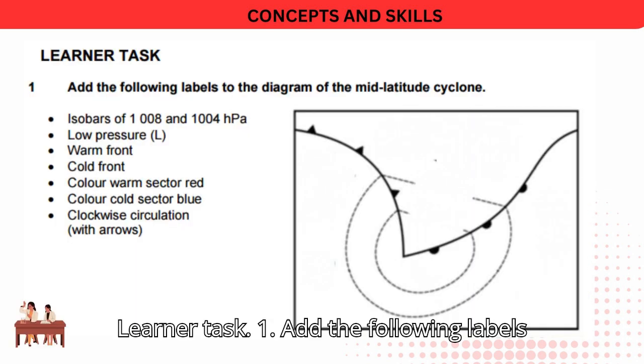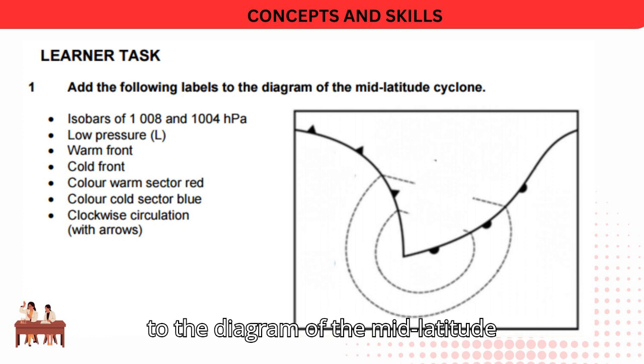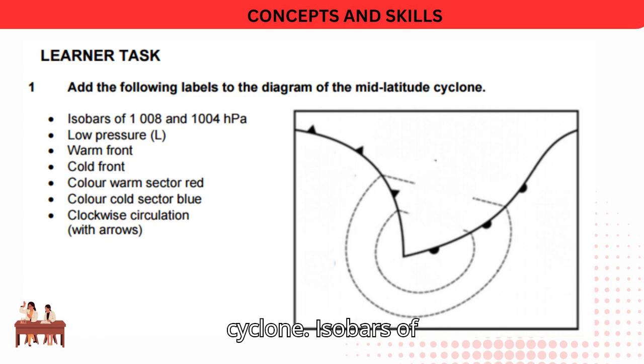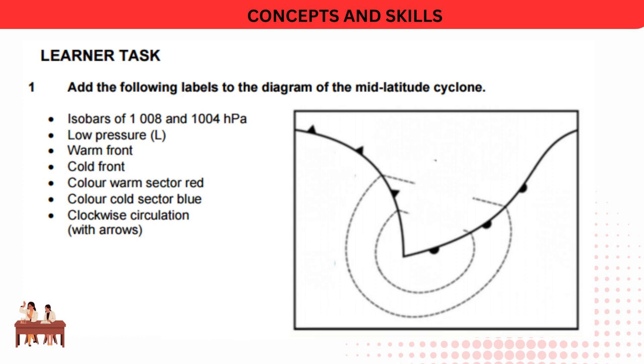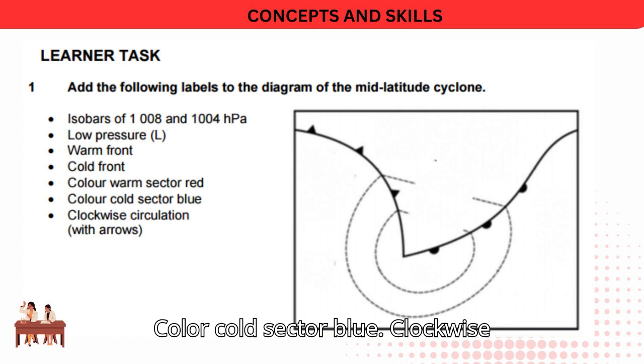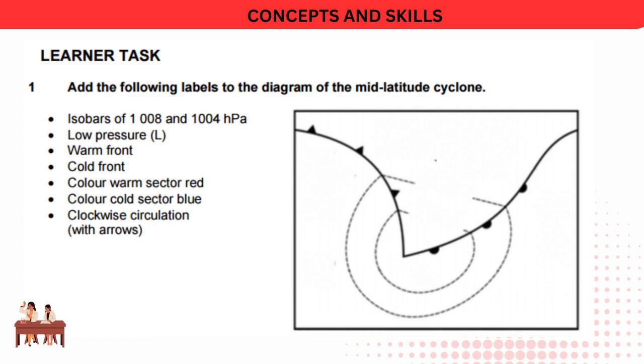Learner task. 1. Add the following labels to the diagram of the mid-latitude cyclone: isobars of 1008 and 1004 hPa, low pressure L, warm front, cold front. Colour the warm sector red. Colour the cold sector blue. Add clockwise circulation with arrows.